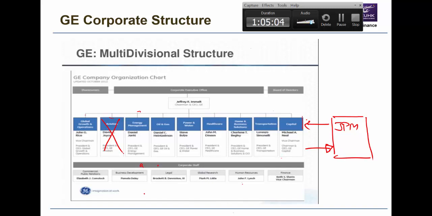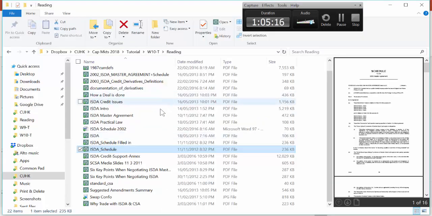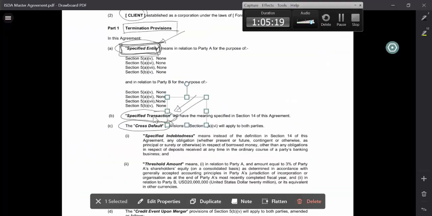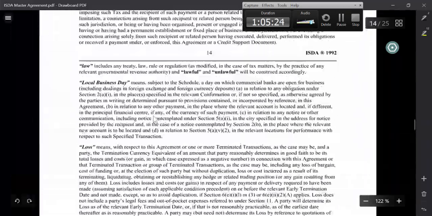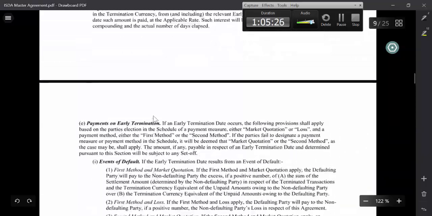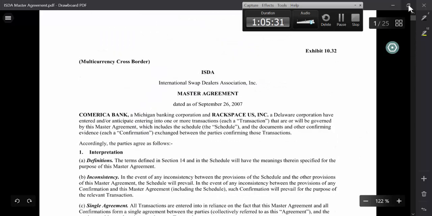Normally, if there is an ISDA signed between JP Morgan and GE Capital, and you really would sign it like that, you would sign it in the master agreement. You would put, sorry, making you dizzy. Here, you would put JP Morgan, and here you would put GE Capital.